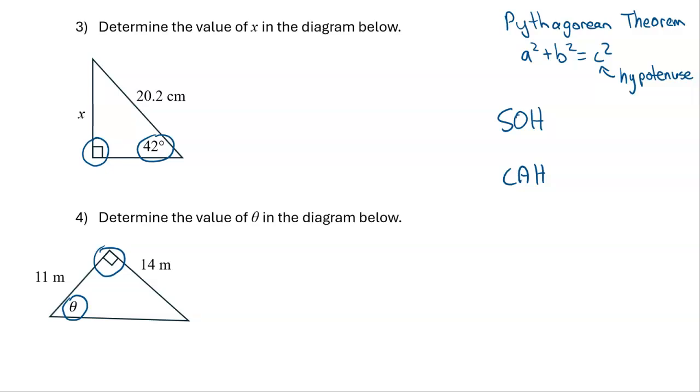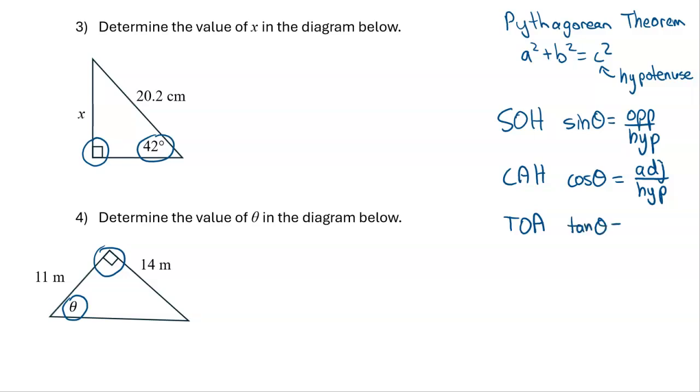If we're trying to solve angles instead, we now use SOH CAH TOA. And so the SOH stands for sine is opposite over hypotenuse. The CAH stands for cosine is adjacent over hypotenuse. And the TOA stands for tan equals opposite over adjacent. Now it's worth noting that sine, cos, and tan all operate on an angle. They're not multiplied by an angle. They need that angle to operate on.